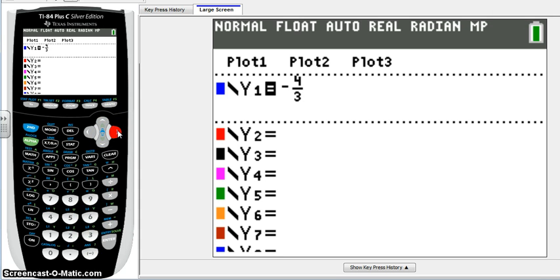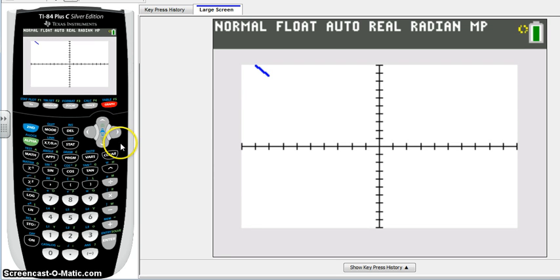Alright, so -4/3 x minus 2. And so there's the equation that we're going to be looking at as we're setting our graphing window. So if we go ahead and hit graph, we have a really nice image of our graph here.